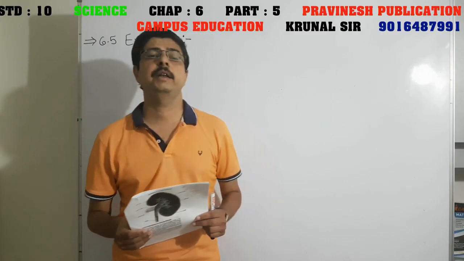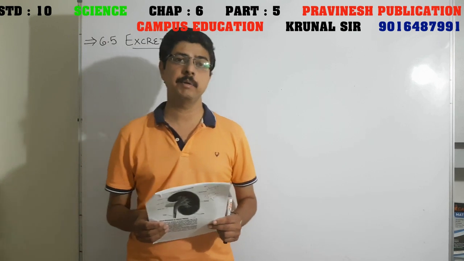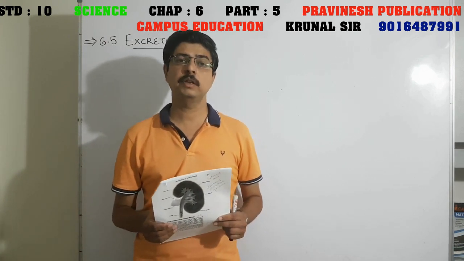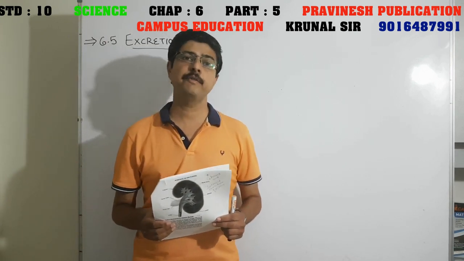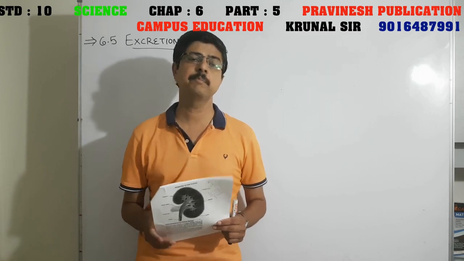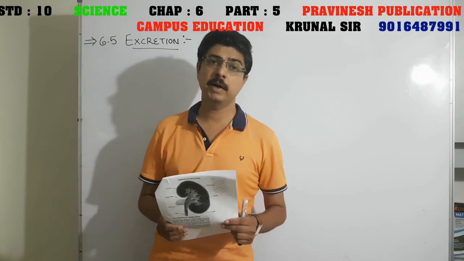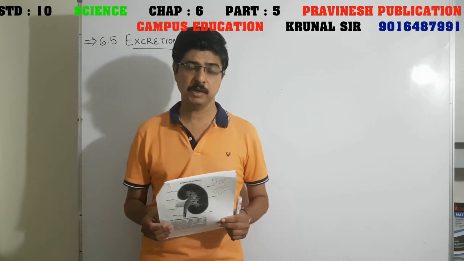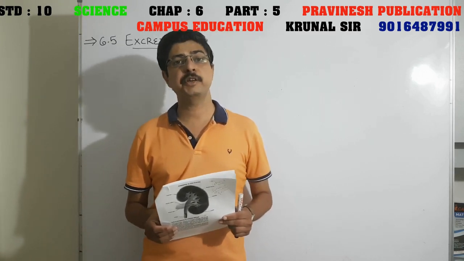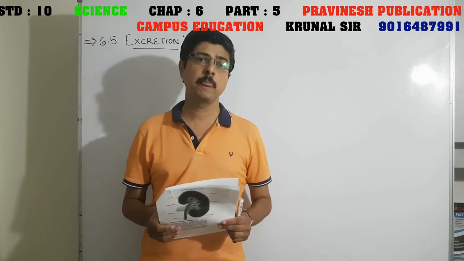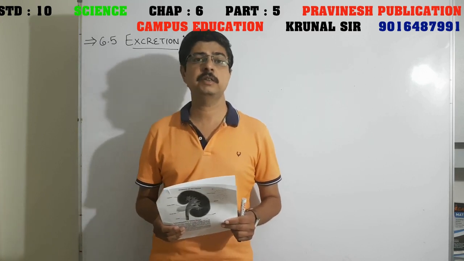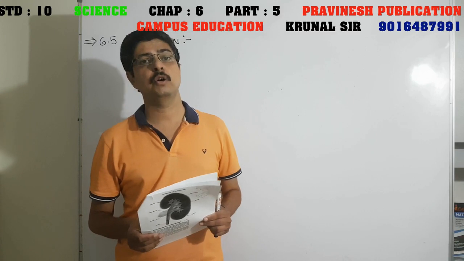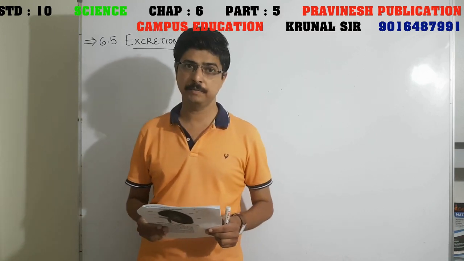Friends, in unicellular organisms like amoeba, they remove this waste material via the diffusion process in water. So that is a very simple process for them. But complex organisms like humans, multicellular organisms, we should have special organs and a special system to remove this nitrogenous waste or toxic substances from the body.